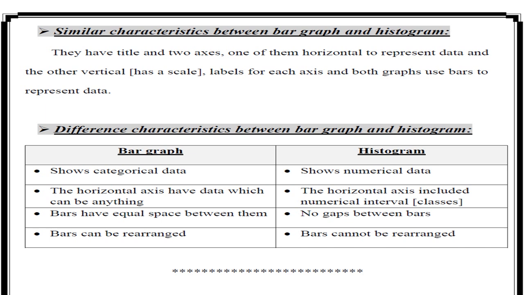In the bar graph, bars have equal space between them, but in the histogram, there are no gaps between bars. In the bar graph, bars can be rearranged, but in the histogram, bars cannot be rearranged.